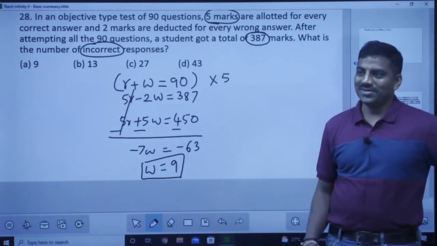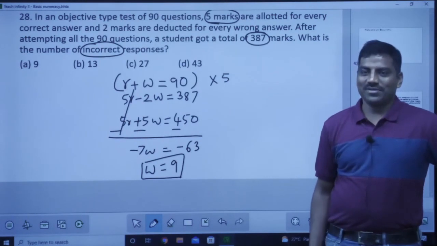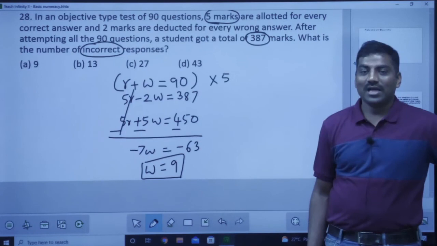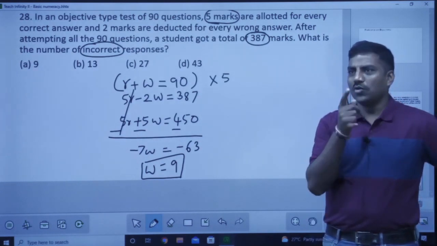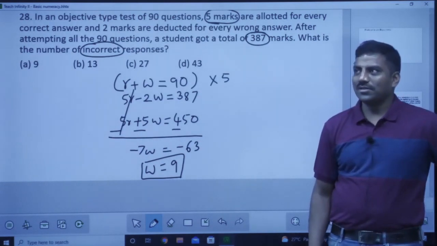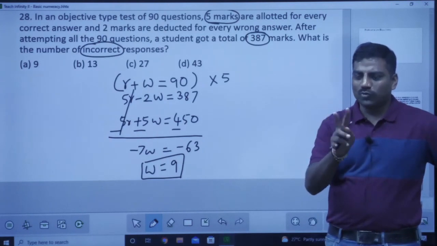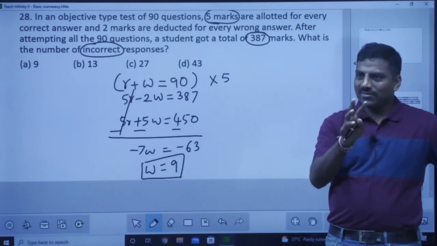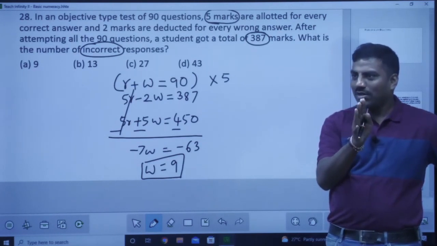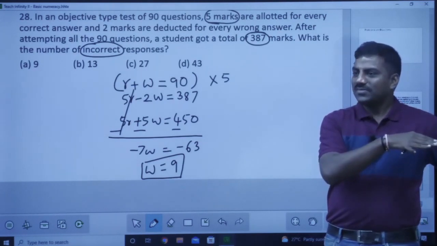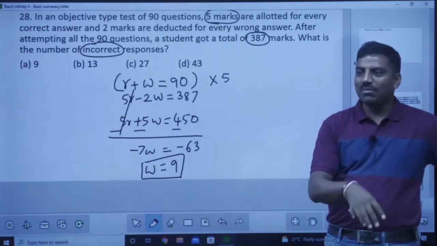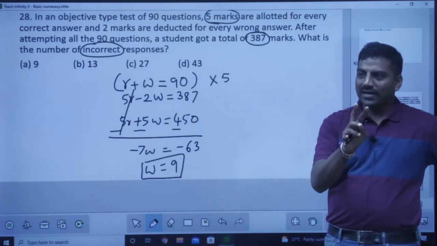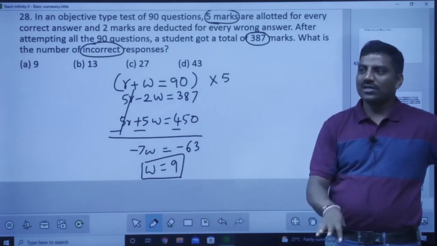This is a dream. In none of my attempts have I crossed 61. No, once I have crossed. Otherwise, always my right answers would be around that number only, 50 to 60. Whenever I have failed, the number of rights was somewhere around 50 to 55. Whenever I have cleared, my rights are always around 60.